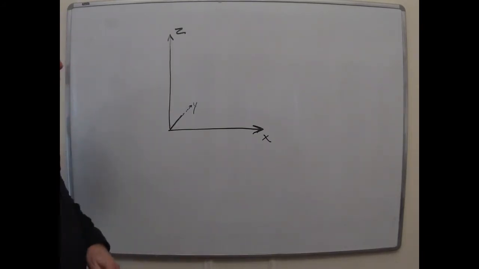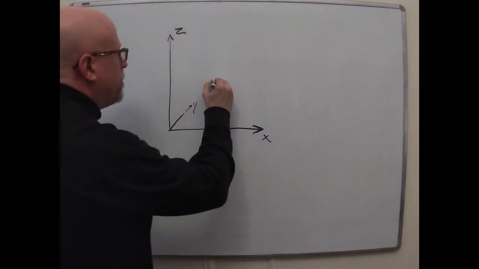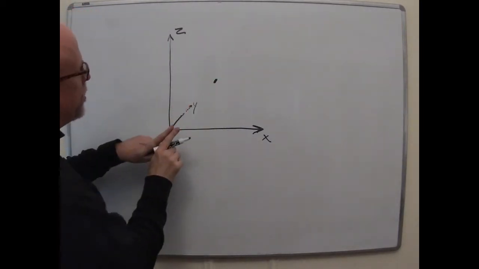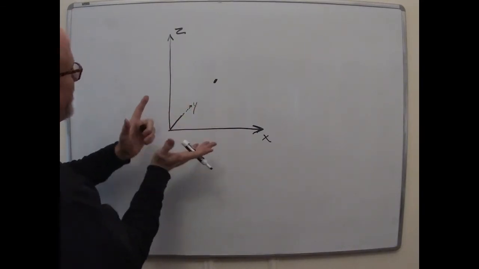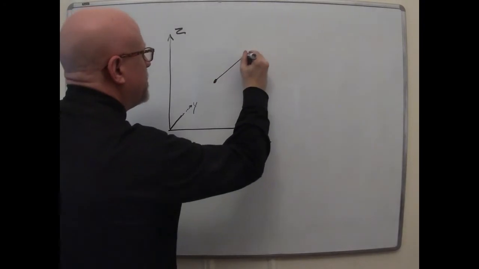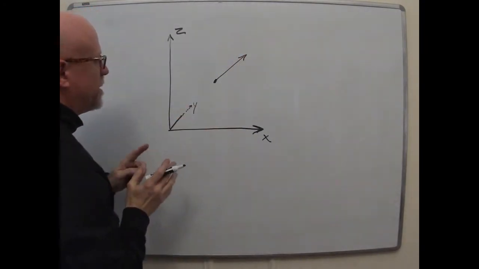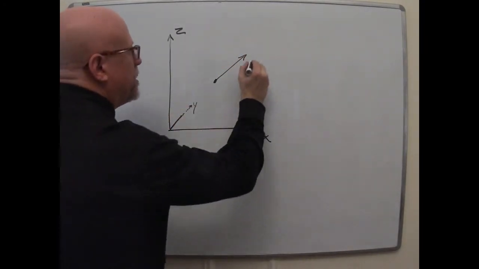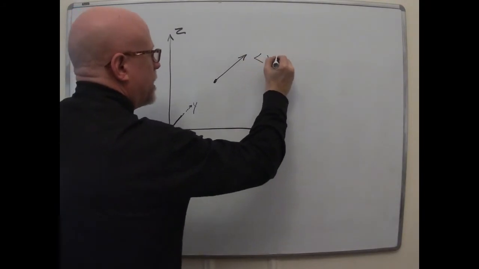All right, so here's our XYZ system. I'm going to draw you a vector that should be thought of as pointing out sort of the average of these coordinate axes. It's pointing out into the first octant, it's known as. So this is the vector 1, 1, 1.